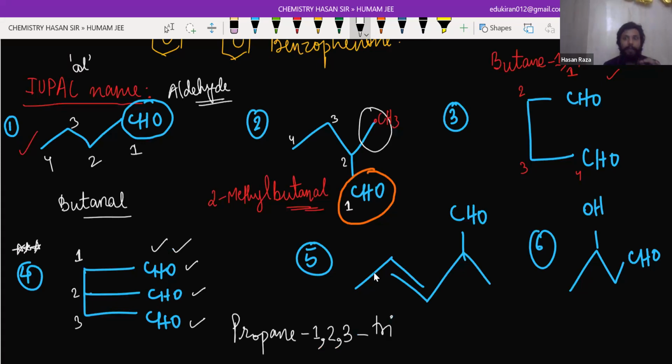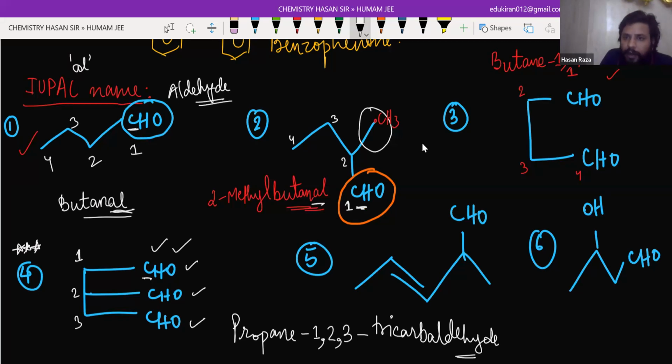Whenever you are not able to count the carbon of the aldehyde, you are going to write carbaldehyde. This is the rule. See, I wrote al here because I counted the carbon of the aldehyde, CHO. That's why I wrote al. But here I didn't count the carbon in this aldehyde. In that case, you are going to use carbaldehyde. Are you getting my point?